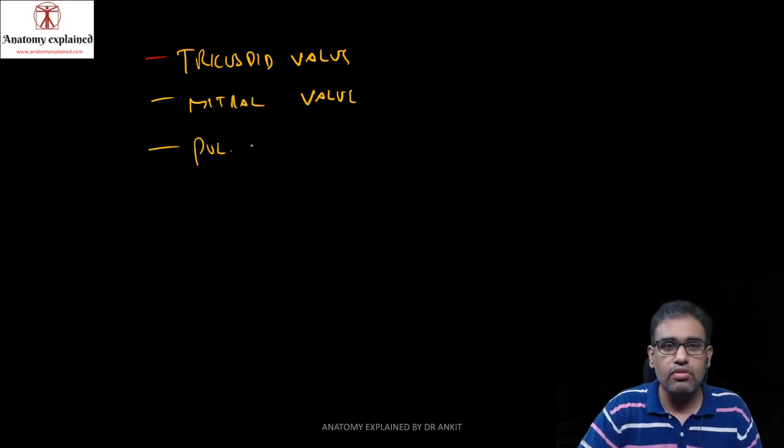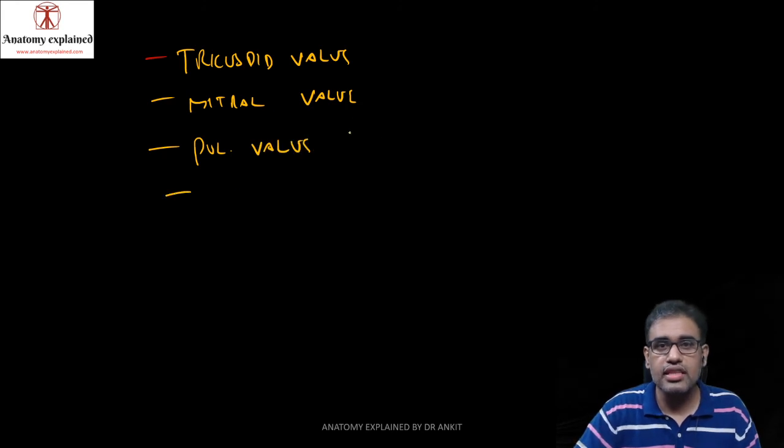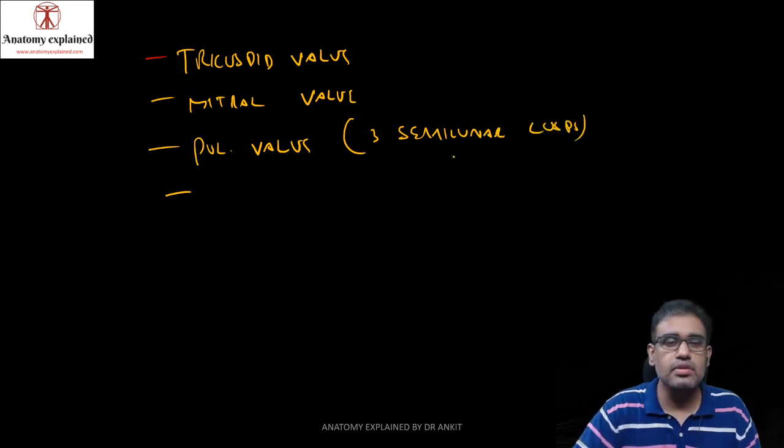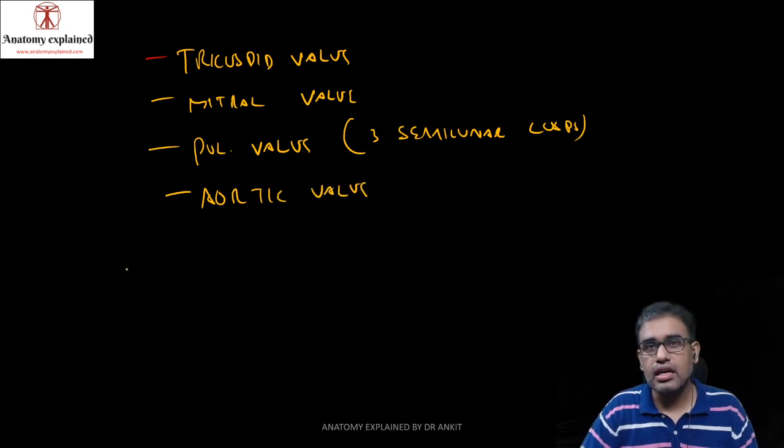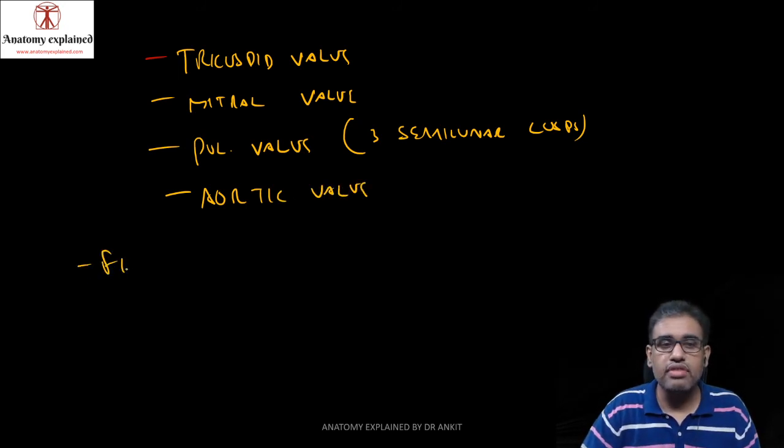Then you have the pulmonary wall. Again, it is having three semilunar cusps. It was related to the RV. See, three semilunar cusps. And you have this aortic wall. All these walls are actually surrounded by a collagenous tissue that is known as the fibrous rings.